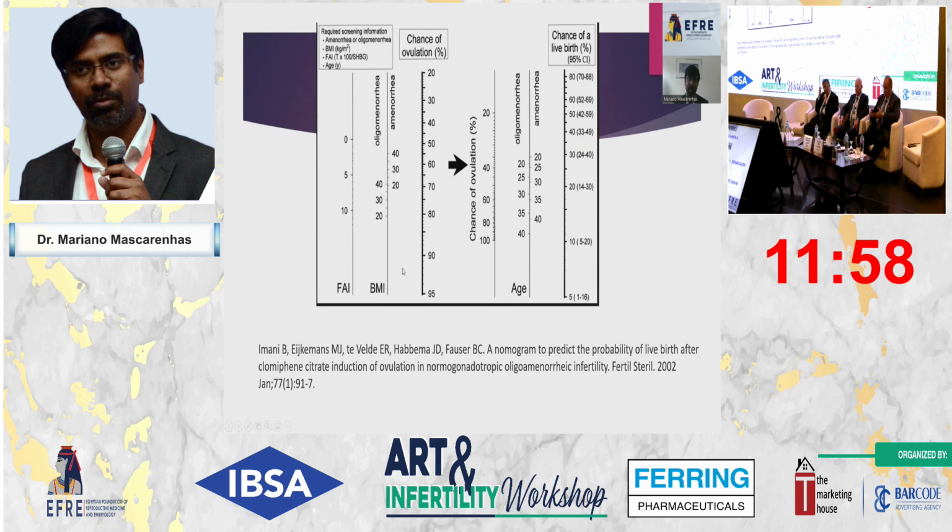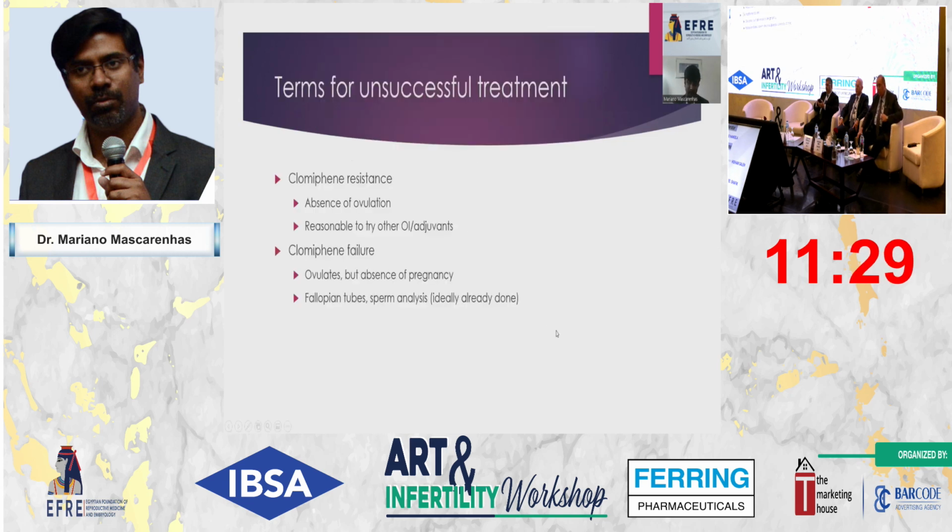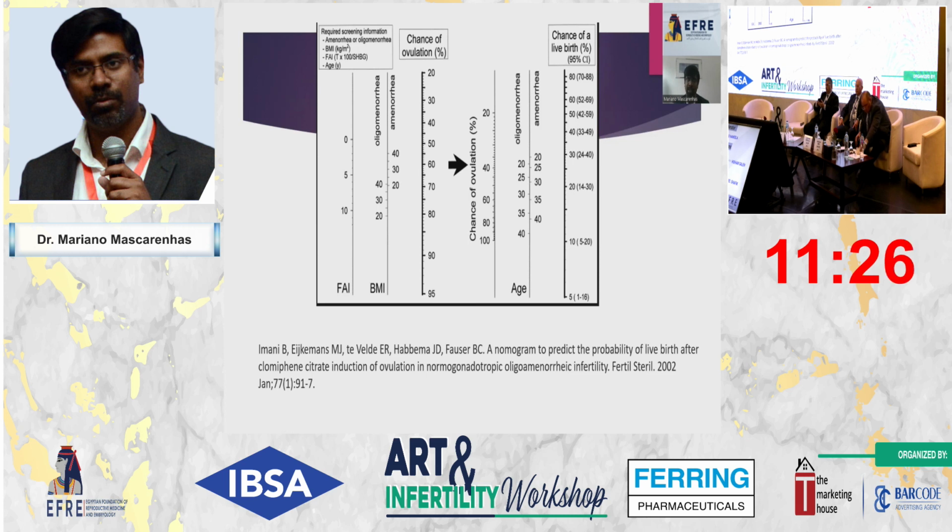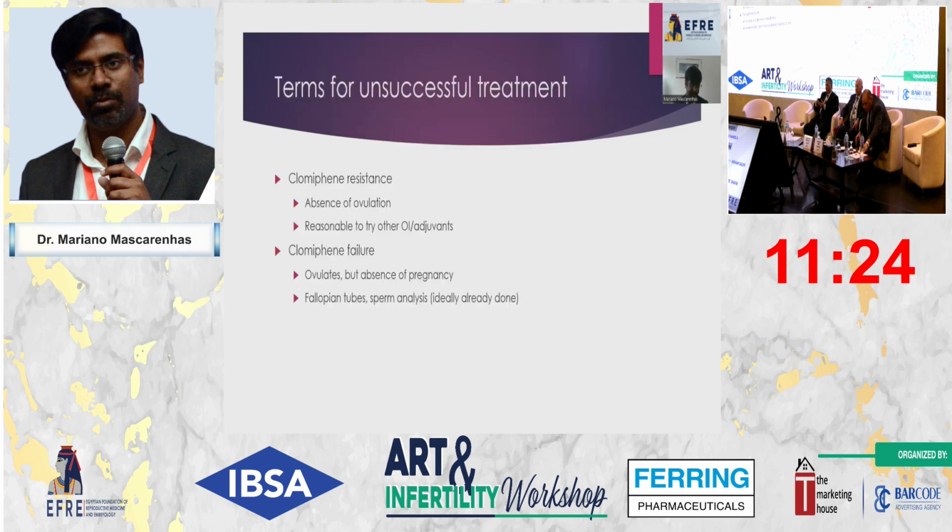There was a very good paper looking at a nomogram to predict the probability of live birth, taking into account features like free androgen index, body mass index, and whether they're oligomenorrheic or amenorrheic. You take all this into account to calculate the chance of ovulation, and based on that, you could predict the chance of live birth. It's quite good to be able to show people what the expected success rates will be, but it's important to note that this has not been extensively validated in other settings.